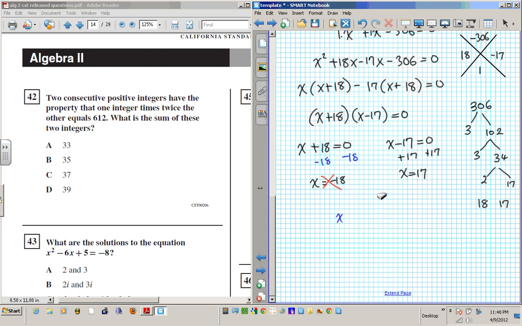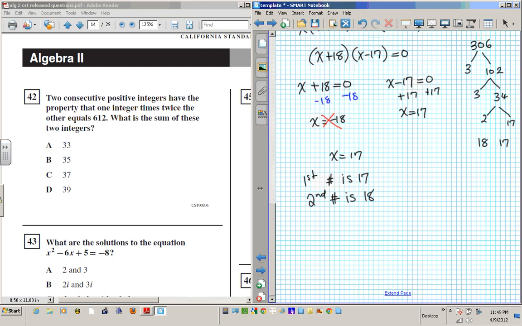Alright, so we have the first one. If the first one is 17 and they're consecutive, the next one must be the second number. The first number is 17, so the second number has to be what? Second number is 17 plus 1, which is 18. So the question asks for their sum, so we just add these 2 numbers. If we add them up, we'll get 35. So our answer for this question is B. Alright? Okay, let's move along.